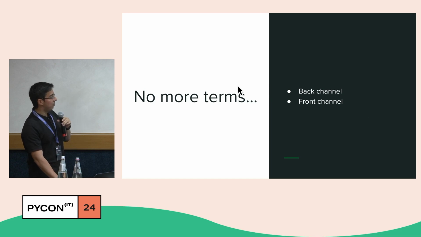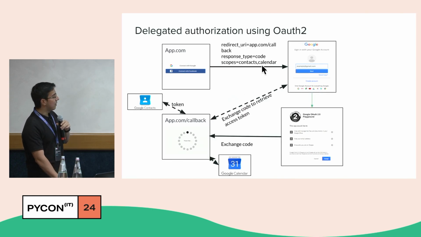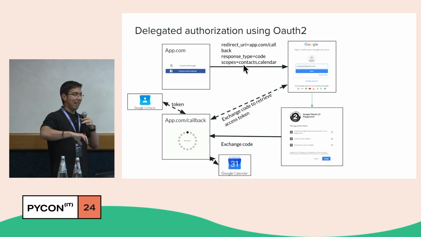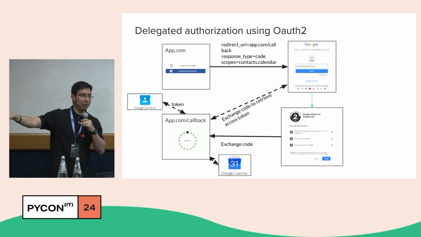OK, no more terms from back channel and the front channel. As I've shared this before, you see the difference that there are some lines that are dashed and some lines that are not dashed. It means that these ones occur on the front channel, the front end channel, which means that external users can see the requests that are made to Google.